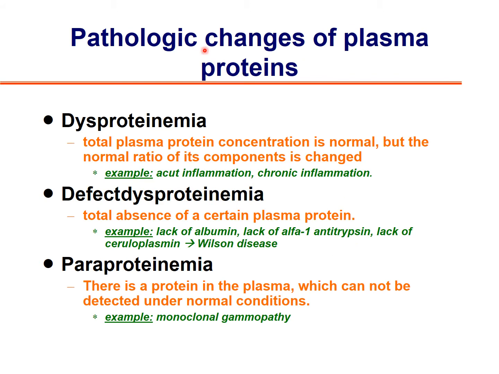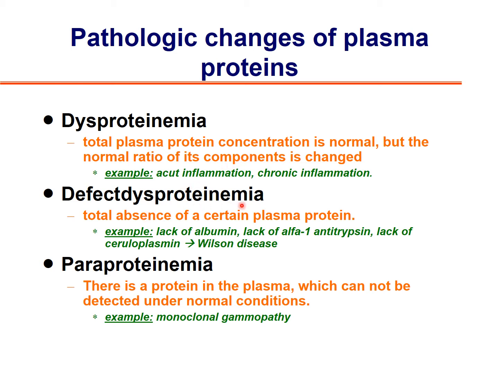Now let's see how this protein composition is going to be altered in our body. These are the pathologic changes of the plasma protein. What do we call dysproteinemia? Dysproteinemia is called when the total protein concentration is normal, however, the ratio of its components is changed. This is going to happen, for example, in acute or chronic inflammation, or other situations when we have an increase of a certain number of proteins that are normally part of the protein composition in our body.